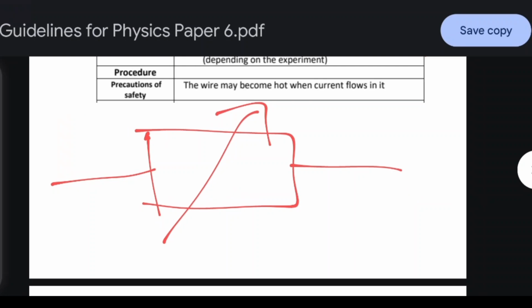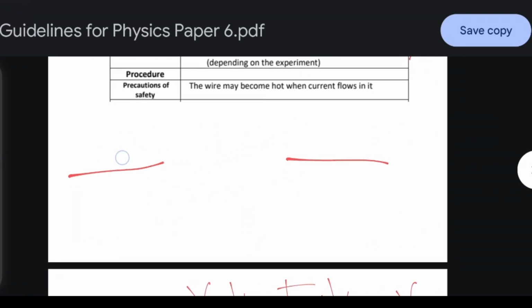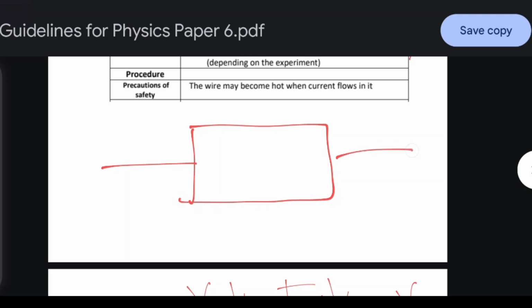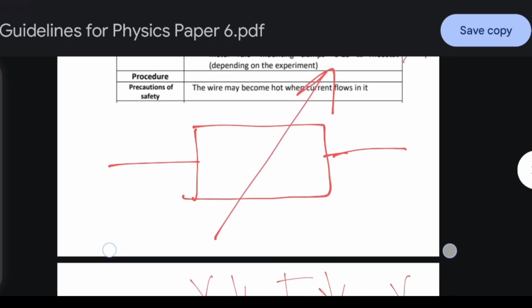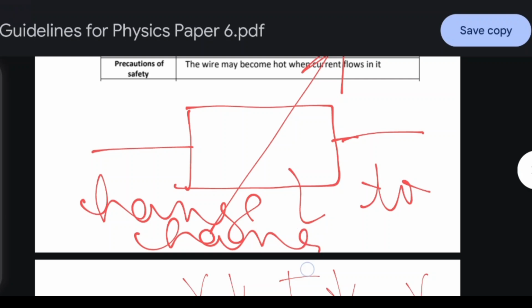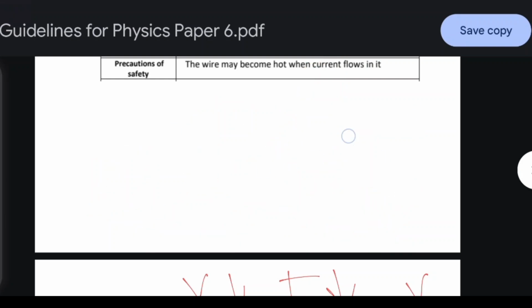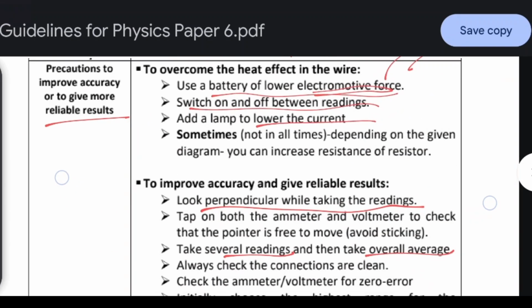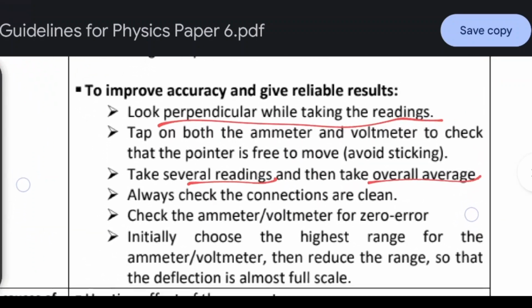Okay, this is a variable resistor. I've not drawn it so well, so let me try redrawing it so that it's more accurate. This is how it will be connected. This is what a variable resistor looks like. In a variable resistor, you can change the length to change the resistance, R. So you can basically change the values of R. If you take this much length, there will be less resistance. You can change the length and vary the resistance. Depending on the diagram, you can increase or decrease the resistance.